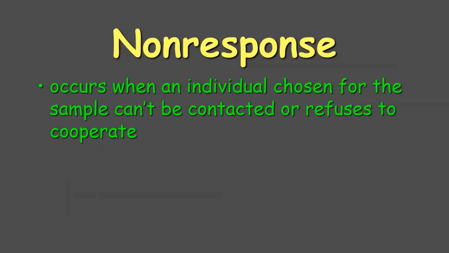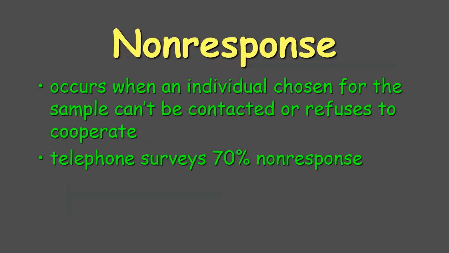Nonresponse is another type of bias. Nonresponse occurs when an individual chosen for the sample can't be contacted or they refuse to cooperate. So they're not responding. Telephone surveys have 70% nonresponse, okay? So think about those telemarketers calling you, and if you're choosing not to answer the phone, you're an example of nonresponse. They're calling you, they want you to be part of the survey, but you're choosing not to answer. Or maybe you do answer and you say no, you don't want to give your answers. So telemarketers are a perfect example.